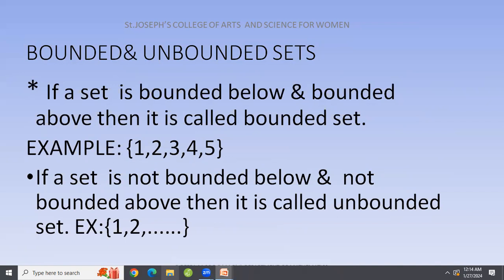And if a set is not bounded below or not bounded above, then it is called an unbounded set. For example, 1, 2, 3, and so on. In this set, we have a lower bound but no upper bound. Therefore, it is an unbounded set.